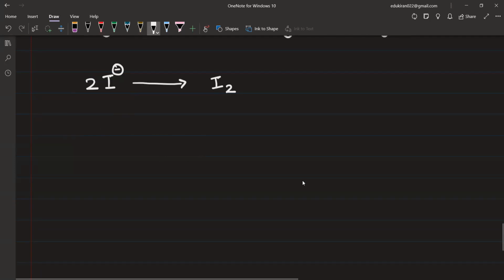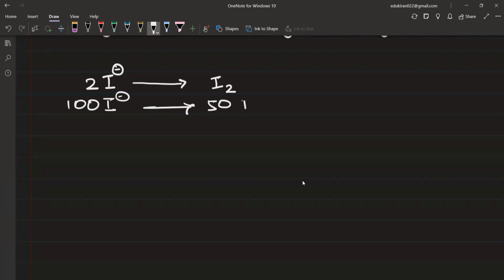Now, let us suppose if I have 100 I negative, I will make half of it. That means 50 I2 will be made. What do you guys think? How much charge is required now? 100 positive charge. 100 charges, right? 100 positive charge. Okay. Now again, we can say that 100 positive charge or electron in the reverse direction. Same thing, yes or no?